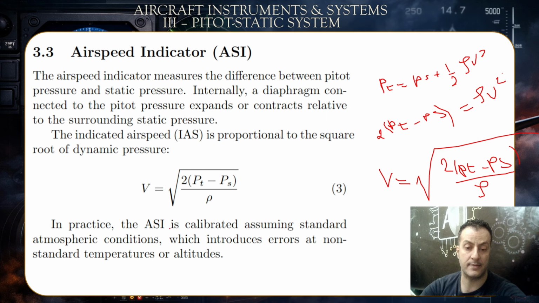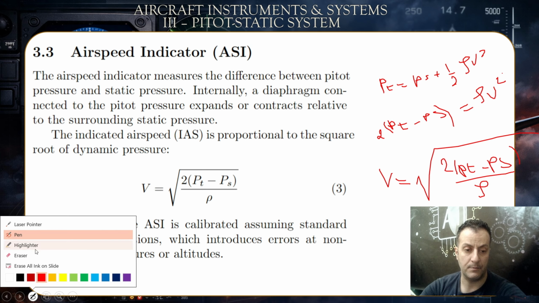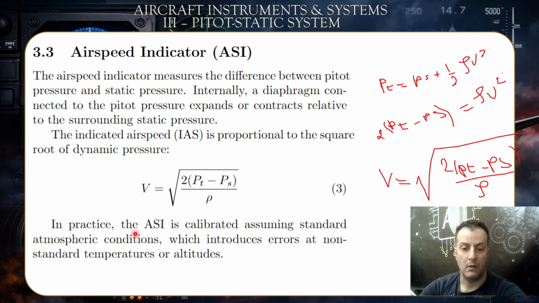In practice, the ASI is calibrated assuming standard atmospheric conditions, which is done at ground level, as we mentioned before. So it is calibrated based on the air pressure at ground level, which introduces errors at non-standard temperatures or altitudes. So when the temperature or altitude changes, it would produce some errors. You won't have accurate results.